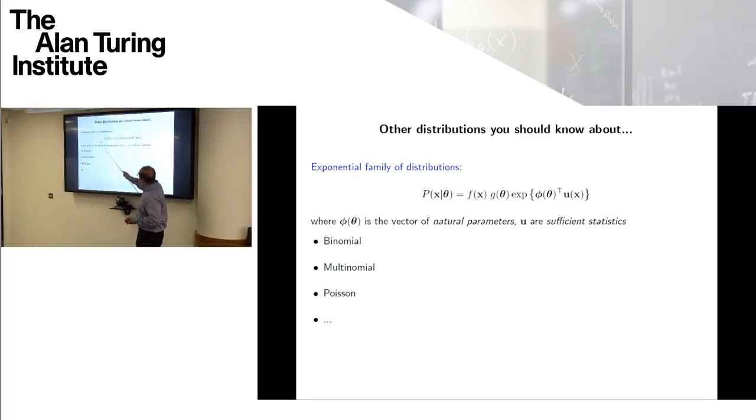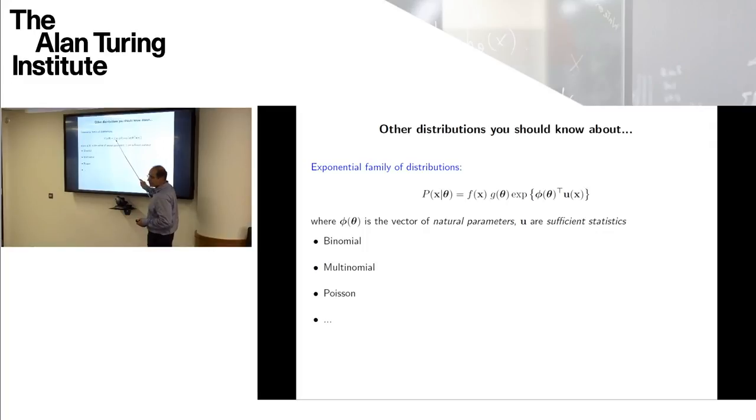A very useful thing to know is that a lot of the commonly used probability distributions belong to something called the exponential family of distributions. And the exponential family of distributions is all probability distributions that can be written, this is a probability distribution over x, given some parameters theta, in the following form.